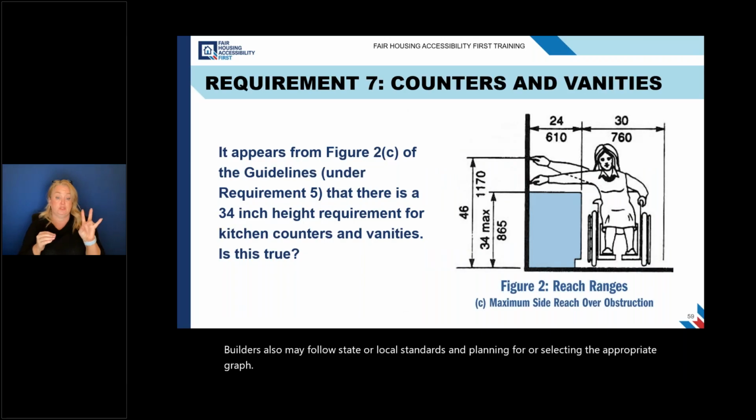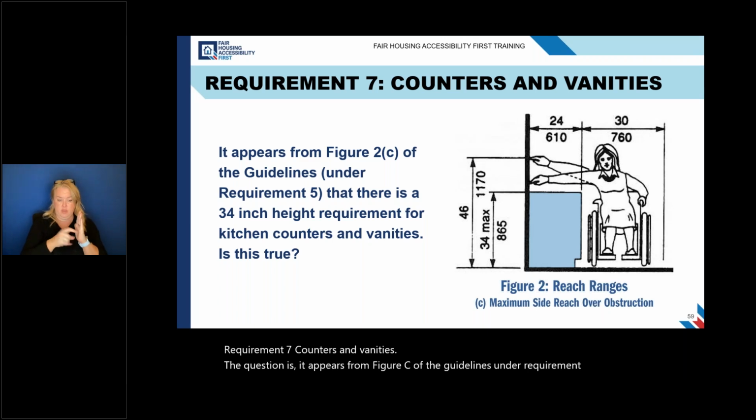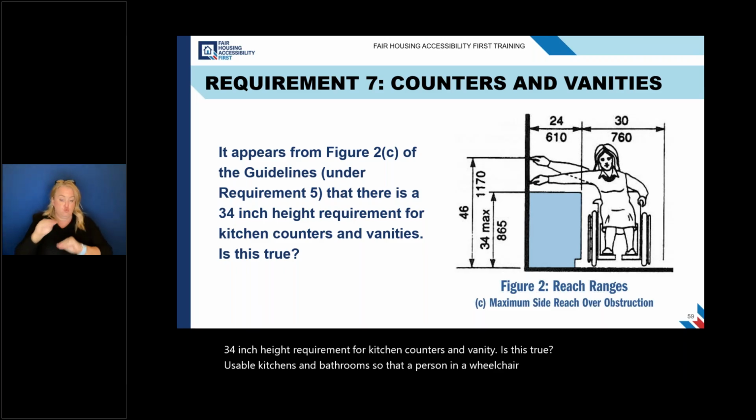Requirement 7, counters and vanities. The question is, it appears from figure C of the guidelines under requirement 5 that there is a 34-inch height requirement for kitchen counters and vanities. Is this true? No. Requirement 7 addresses the requirement for usable kitchens and bathrooms so that a person in a wheelchair can maneuver about the space.